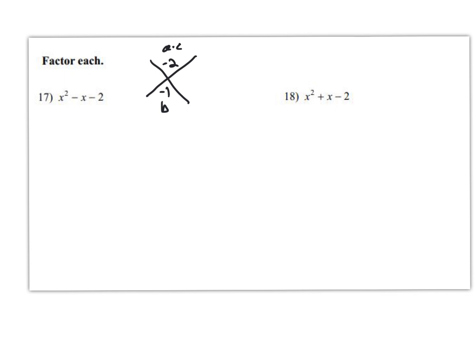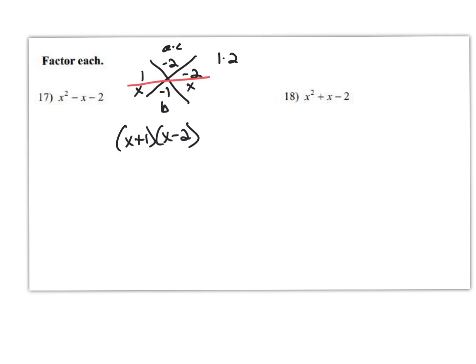Okay, so let's just consider the factors of 2. Of course, that's 1 times 2, and that's all we have. So the factors of negative 2 that equal negative 1, well, it's going to have to be 1 minus 2. So it's going to be 1 minus 2, which equals negative 1. And then remember, we just put that over the x value, which is positive 1x. That's simplified already, so we have an x plus 1 and an x minus 2 as our factors. So x plus 1 times x minus 2.